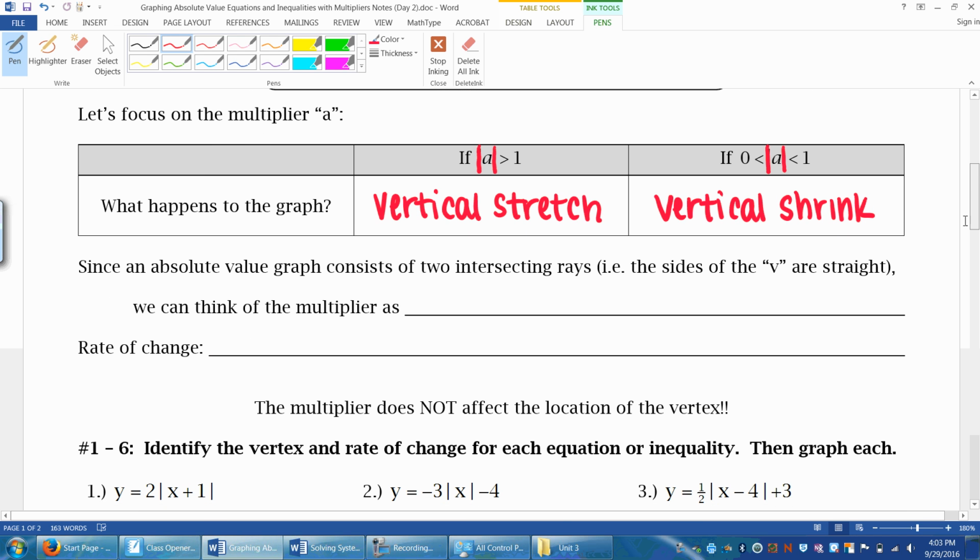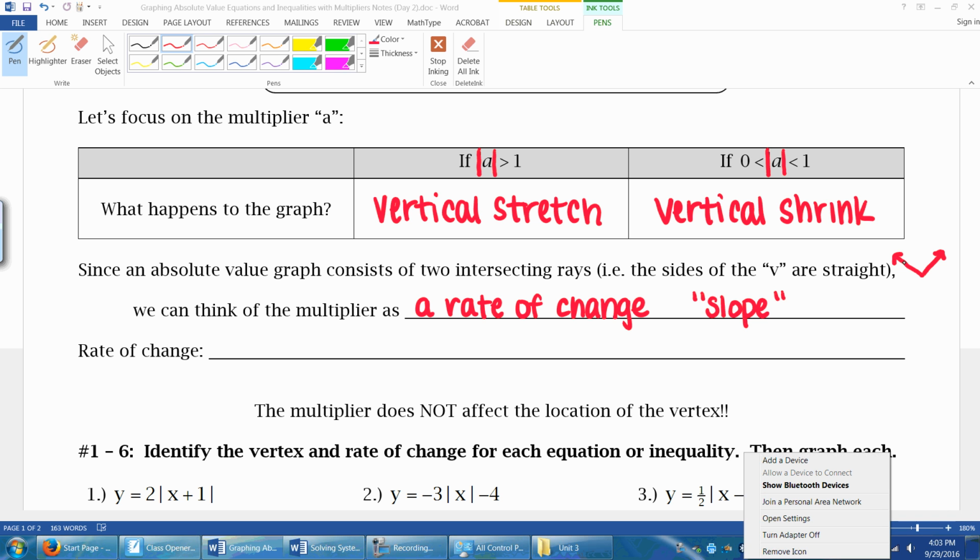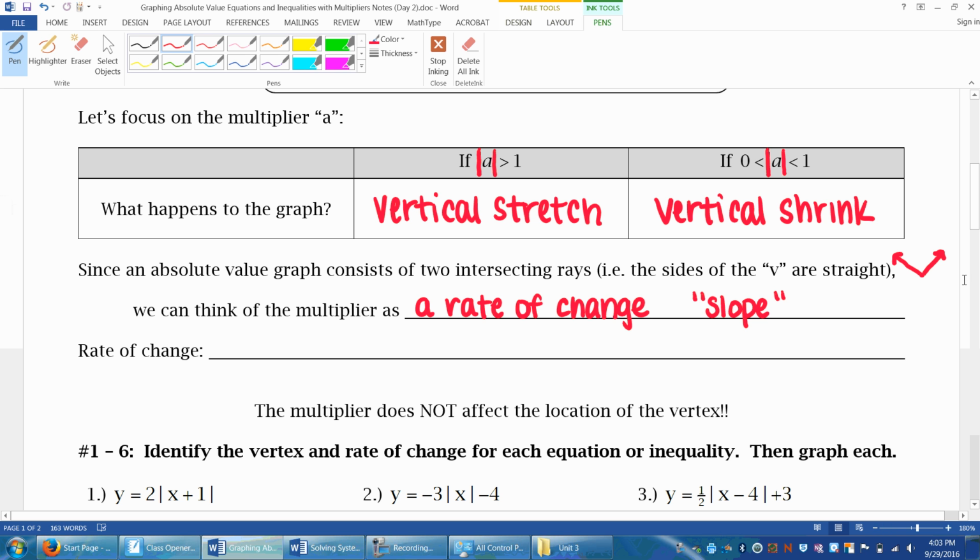So since an absolute value graph consists of two intersecting rays, meaning there's a ray on the left and there's another ray on the right, we can think of the multiplier as a rate of change. And if you remember 2 chapters ago, we said we could call the rate of change the slope. But that was when we were in the linear chapter, and lines have a constant rate of slope everywhere. If you look at the absolute value v, one of the sides is falling and one of the sides is rising. And since they do different things, we can't call it a slope anymore, but we still talk about the rate of change on the graph.